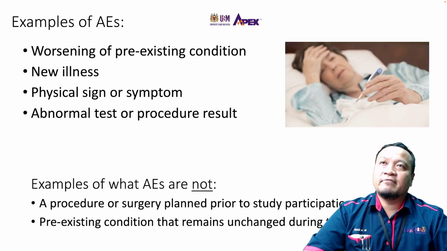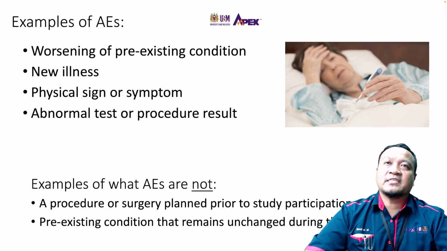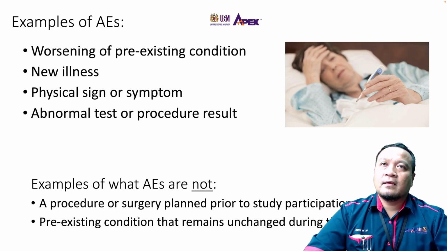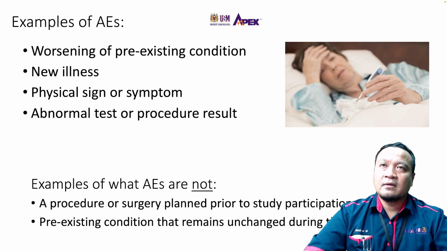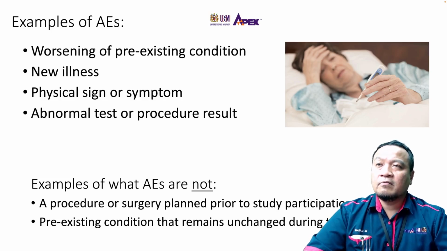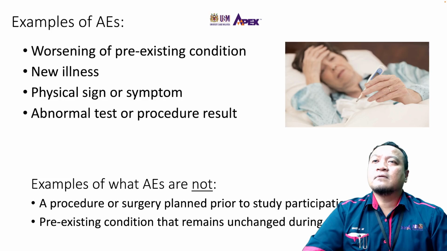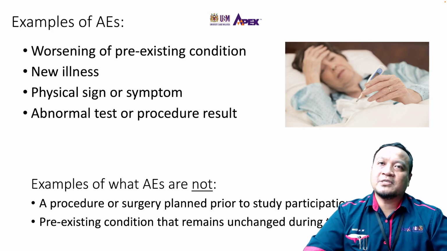So examples of adverse events are worsening of pre-existing condition. Example, the patient has hypertension. So the patient signed the consent form, and then a few days after the patient signed consent form, started on treatment, blood pressure increased. So that means worsening of pre-existing condition, that is considered AE. Or the patient developed new illness or new physical signs or symptoms, or the patient has abnormal tests or procedure results after the patient signed consent form.